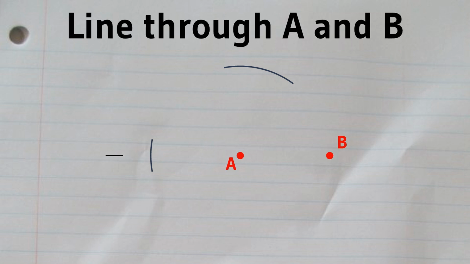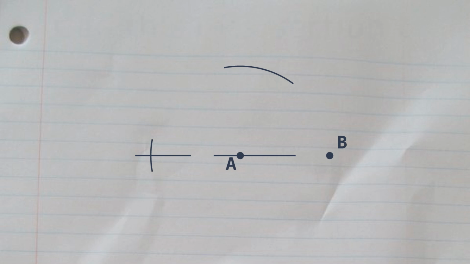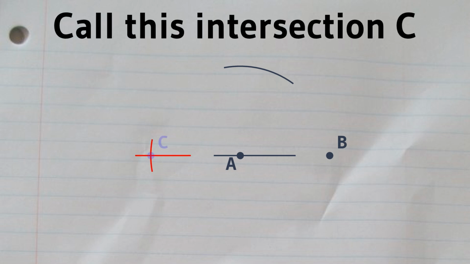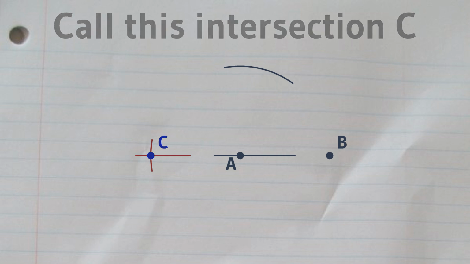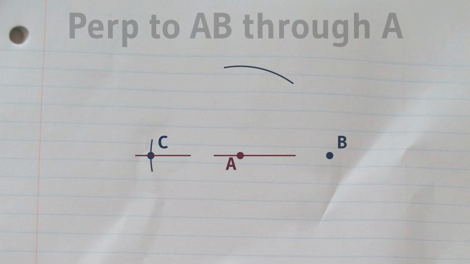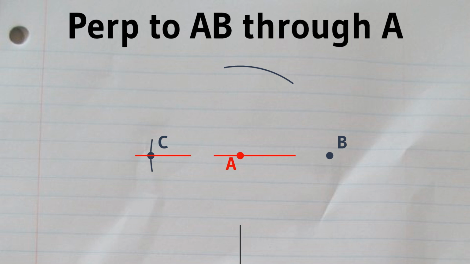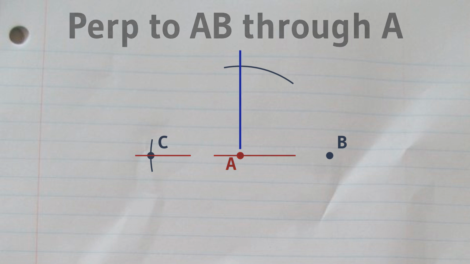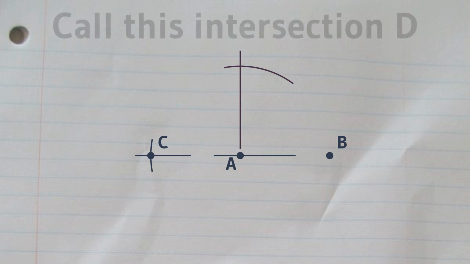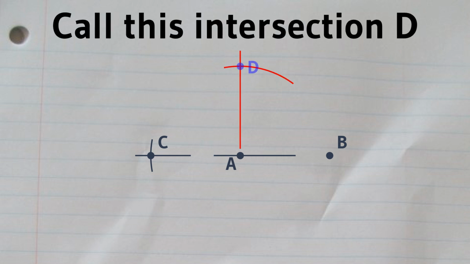We also need the line through A and B, the x-axis if you like. That intersects the circle at C, so now we have a diameter for the circle. The perpendicular to that line through A, we need to draw that as well. You can construct a perpendicular using a ruler and a compass. This intersection point, we'll call that D.